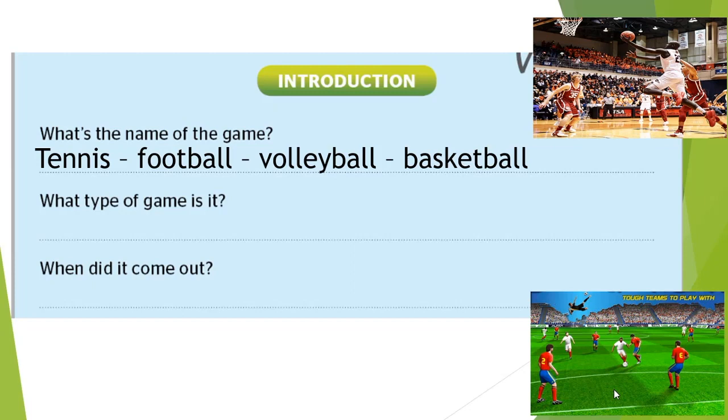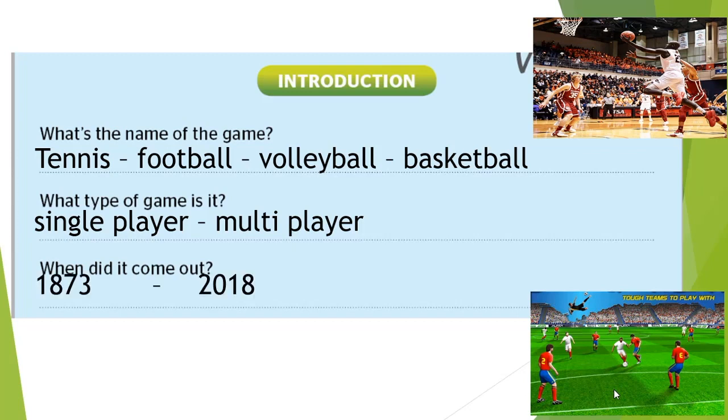The second question is, what type of game is it? Yes, is it a single player or a multiplayer game? A single player or a multiplayer? You are professional at video games. Okay, so you have already been acquainted with these definitions, with these words, single player or multiplayer. Now, the final question is, when did it come out? It came out in 1873 or 2018. So this is the introduction of the writing plan.